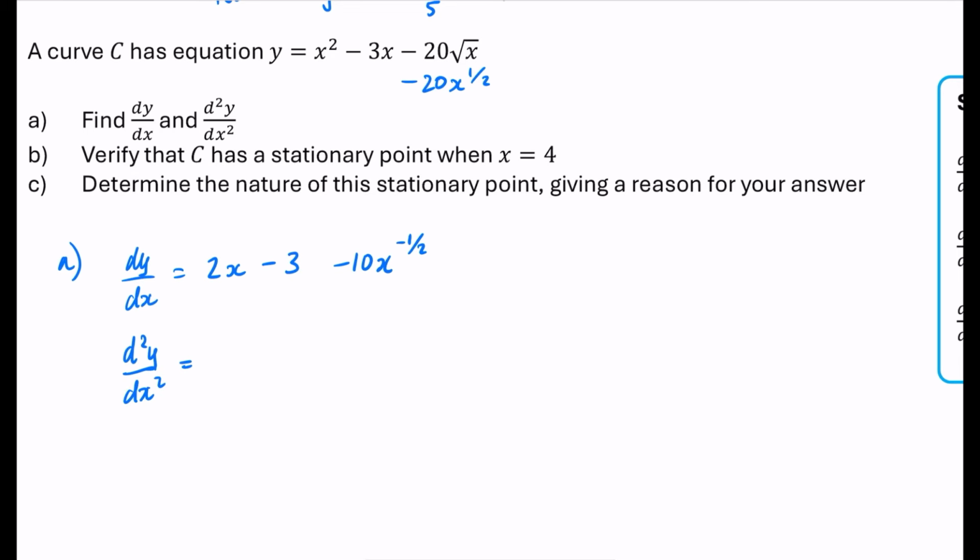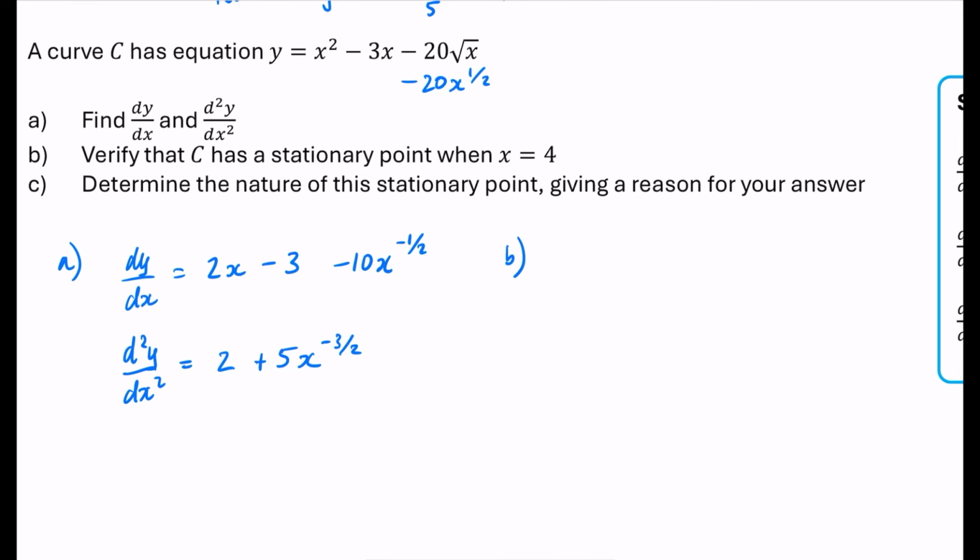That needs to be differentiating this thing. So I'll pull this down. 2x differentiates to 2. The 3 is going to disappear. The minus 10 times by minus a half is a plus 5. And we get x to the power of, what will that be? Minus 3 over 2 for that bit.